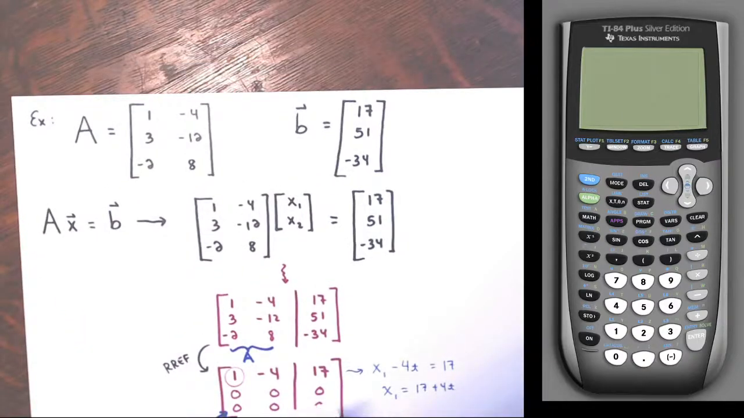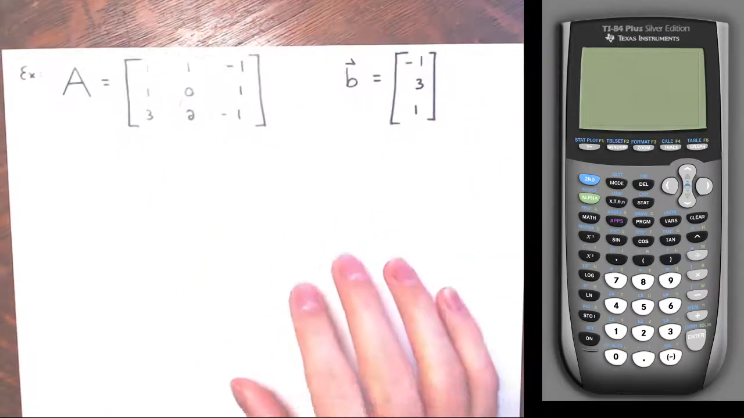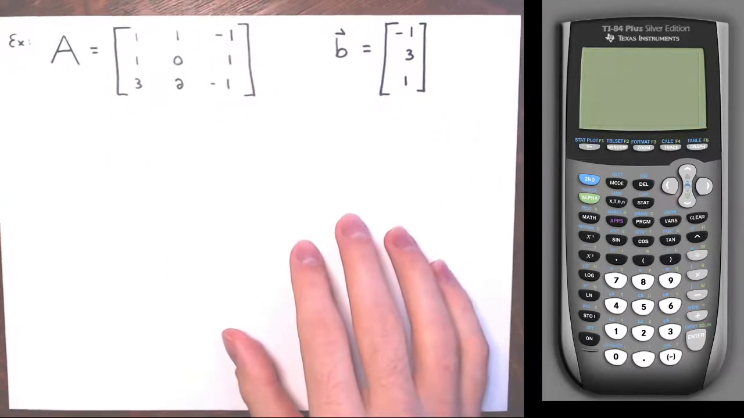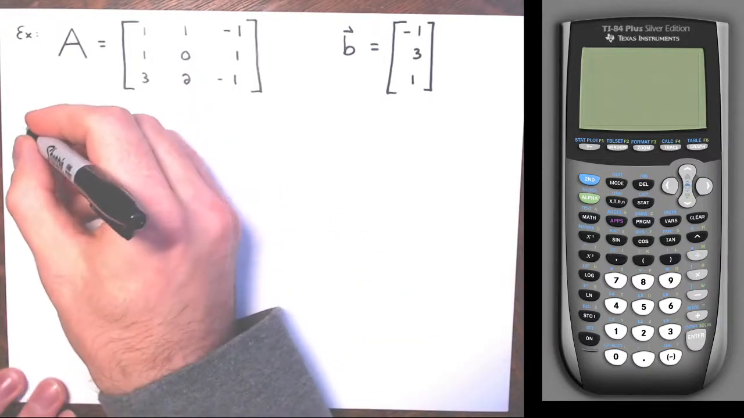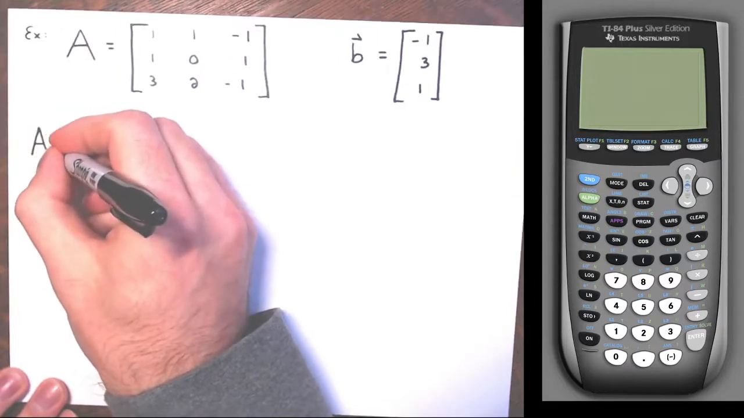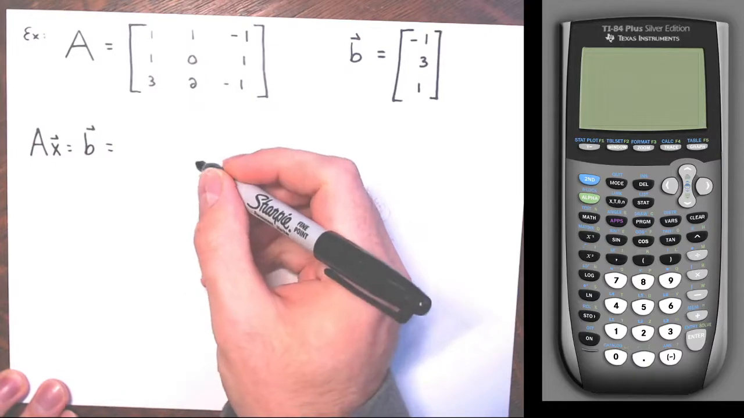Okay, so let's do that again. So my next example, same setup, right? I'm given a matrix A and a vector B, and we're trying to find solutions to this equation, A times X equals B.